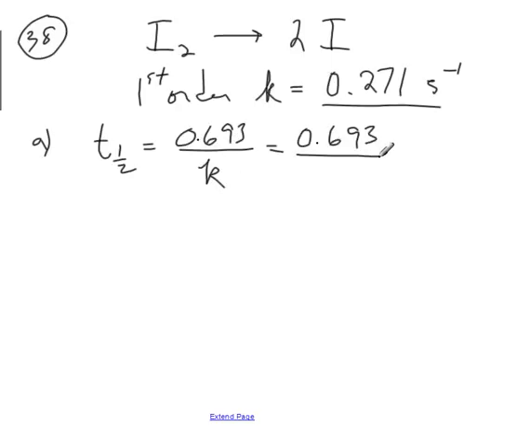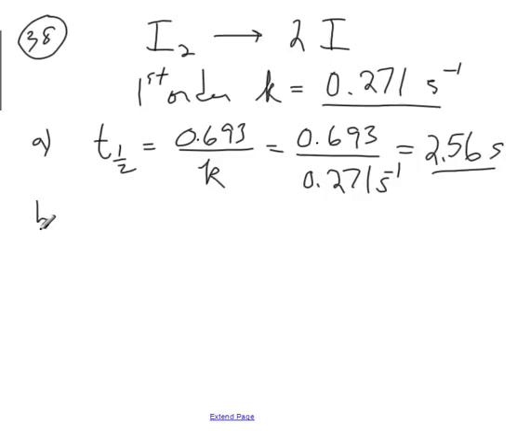Make sure you're using a lowercase k for the rate constant. In our next unit on equilibrium, we're going to be using uppercase K's to represent equilibrium constants, so don't mix those up. So 0.693 divided by 0.271. What's the answer here? 2.56 seconds. Yeah. Okay, pretty easy first question.